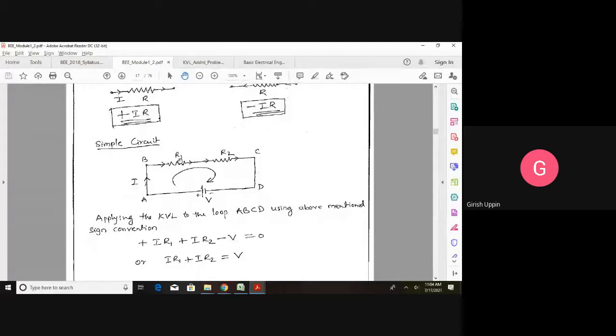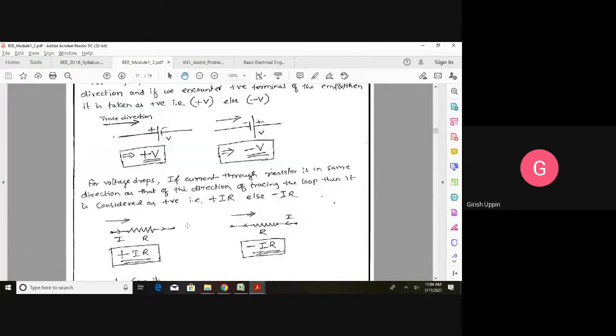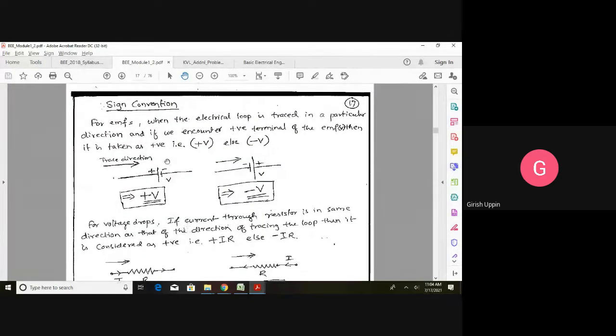For example, here we have taken a simple circuit and we have applied the KVL, and before applying the KVL, there is a certain convention to be followed. First, we'll understand the convention, and then we'll go to the circuit diagram. What is the sign convention for the EMF, how to take the EMF value? If we are tracing the circuit, and while tracing we come across the positive plate of the voltage source, we take that voltage as a plus.